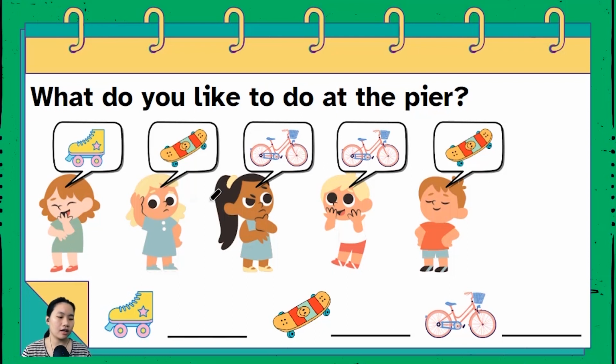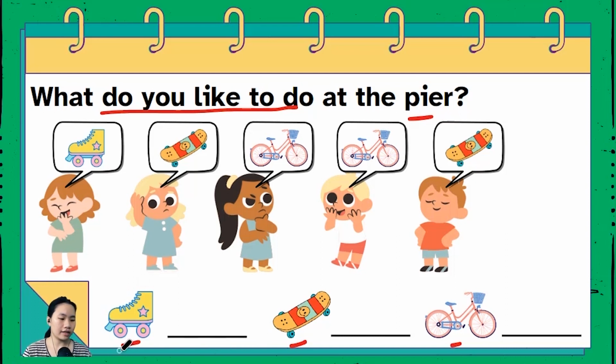So we have a bunch of kids here, and they've all answered the question, what do you like to do at the pier? You can roller skate, you can skateboard, or you can do bicycle, right? And let's count how many kids want to do the bicycle, or how many kids want to do the skateboard or the roller skate, okay?